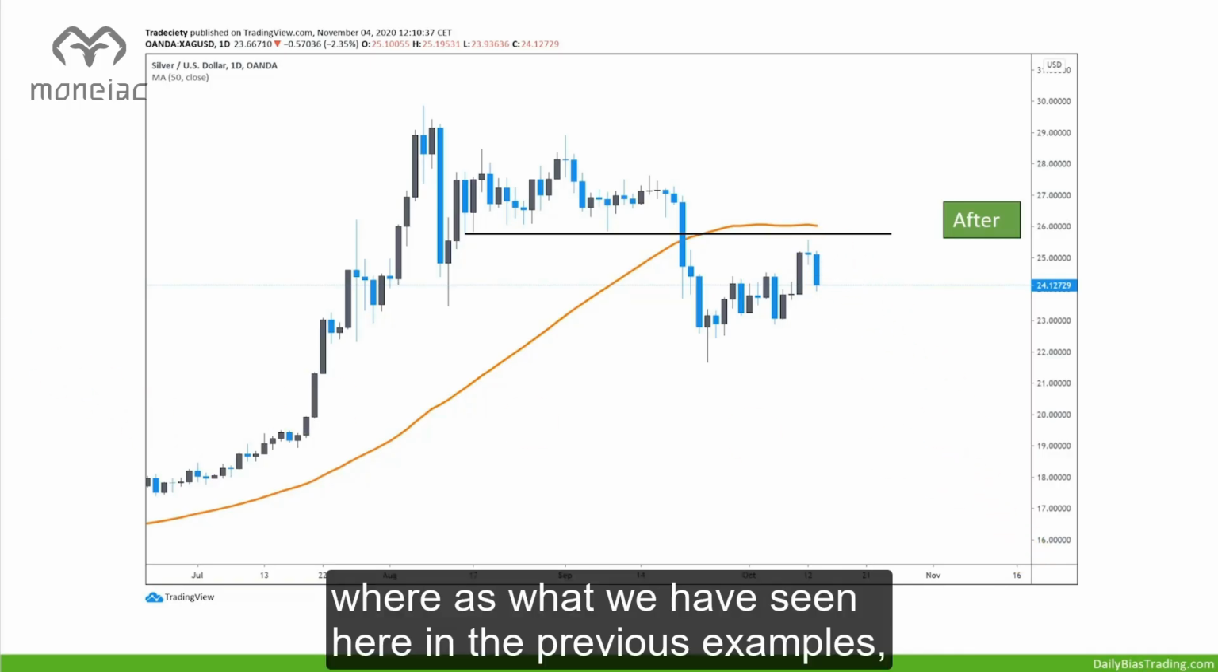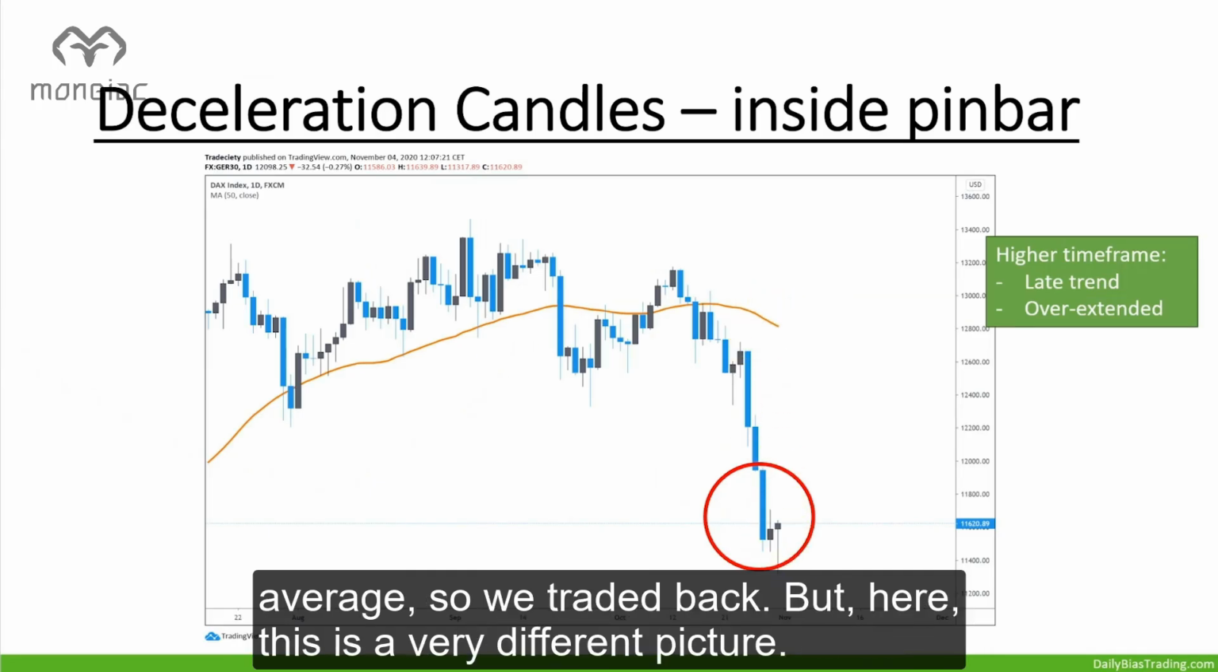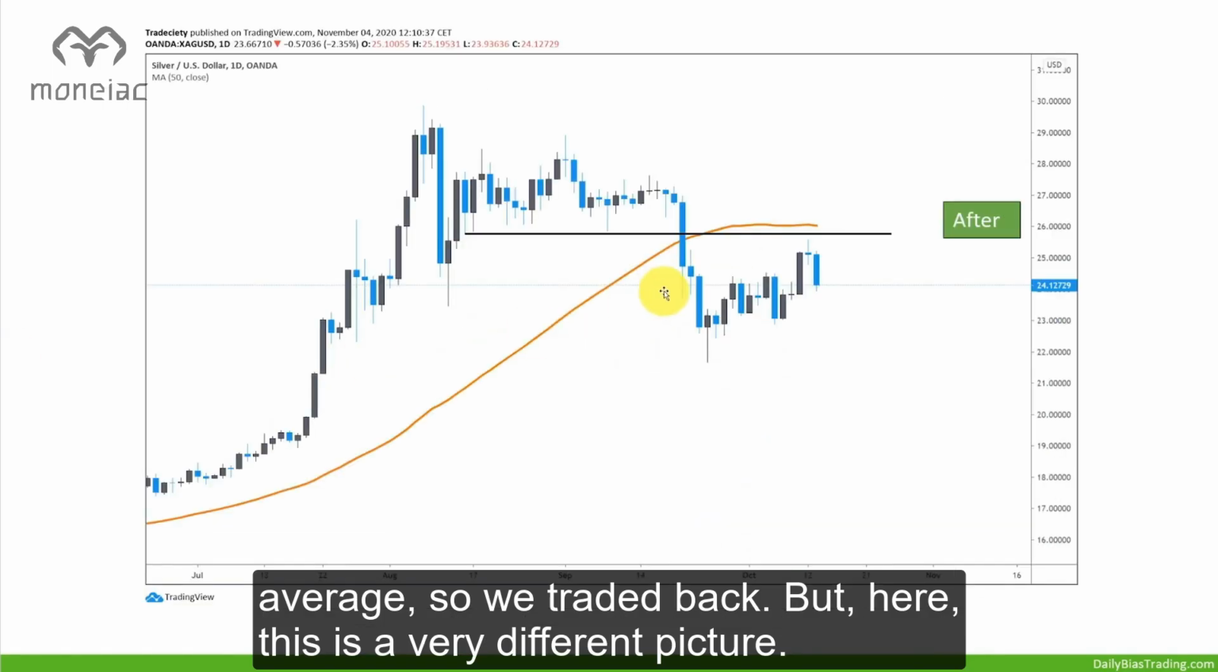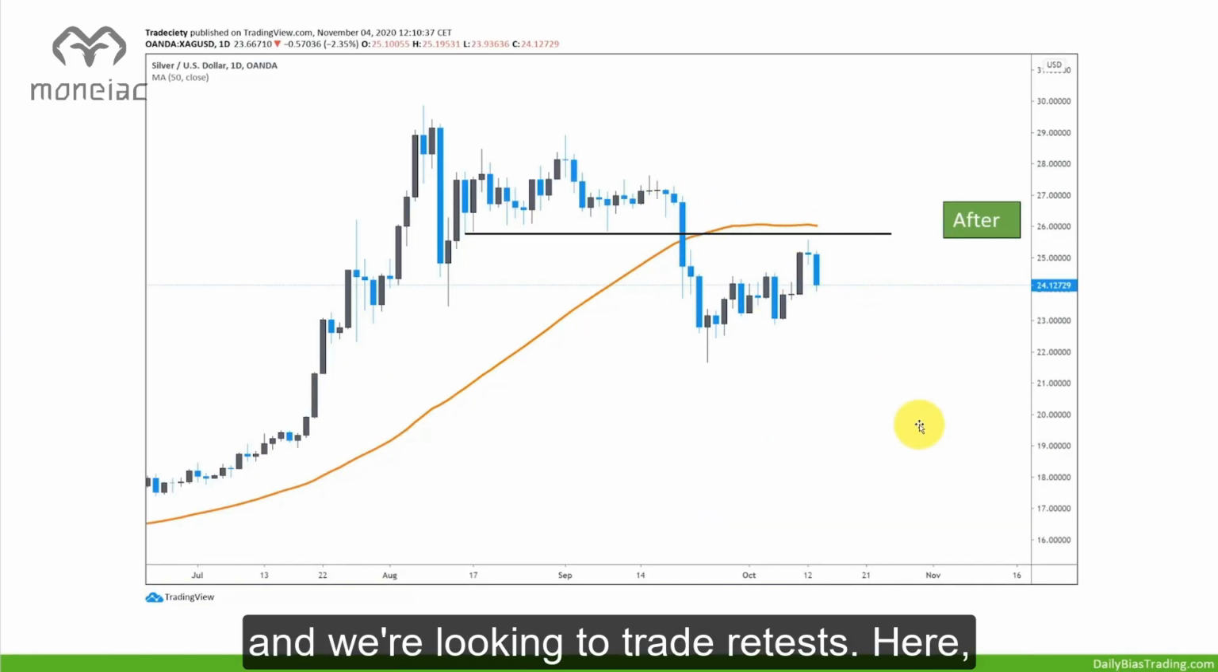Whereas what we have seen here in the previous examples, those are mostly reversal trades because the market is far away from the moving average, so we trade it back. But here, this is a very different picture. This is where the market is back at the moving average and we're looking to trade retests.